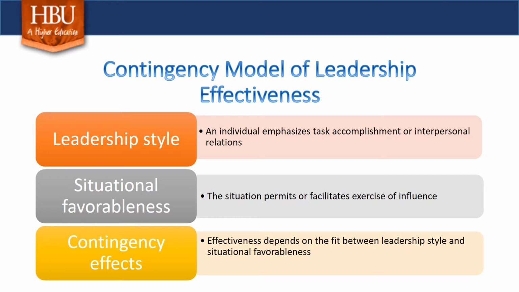Our first model here is our contingency model of leadership effectiveness. This was determined by Fiedler. This model of leadership effectiveness proposes that our leader style, whether task orientation versus employee or interpersonal orientation, is a relatively stable personality characteristic. Furthermore, the situation in which the leader operates may be more or less favorable to that leader. That's that situational favorableness. And finally, leadership effectiveness is contingent upon the fit between that leader's style and the favorableness of the situation.